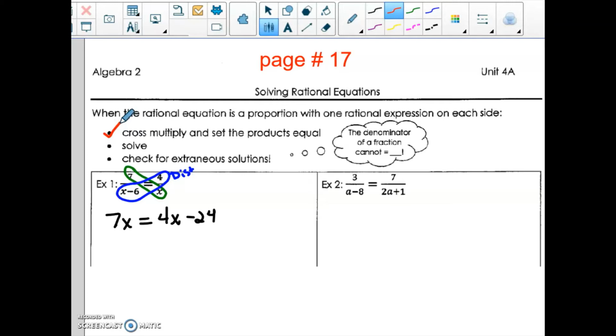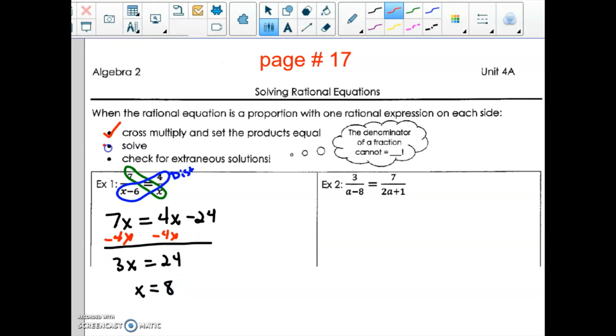We'll now solve the equation. So we're going to subtract 4x from both sides. 3x equals 24. And so x will be 8.